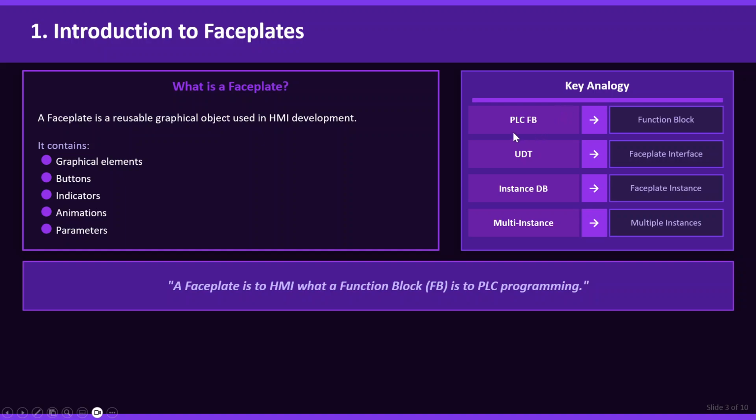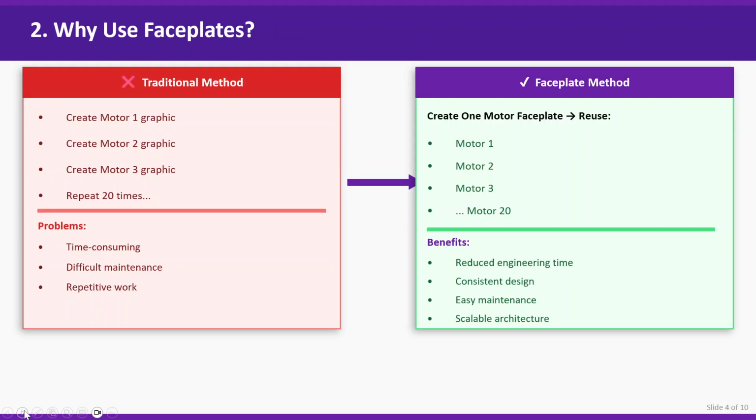So key analogy here is that you have PLC FB, that's just function block, UDT. So normally what we do, we link this UDT to faceplate interface. Then we have instance DB to faceplate instance, multiple instance to multiple instances. That's not that very important anyway.